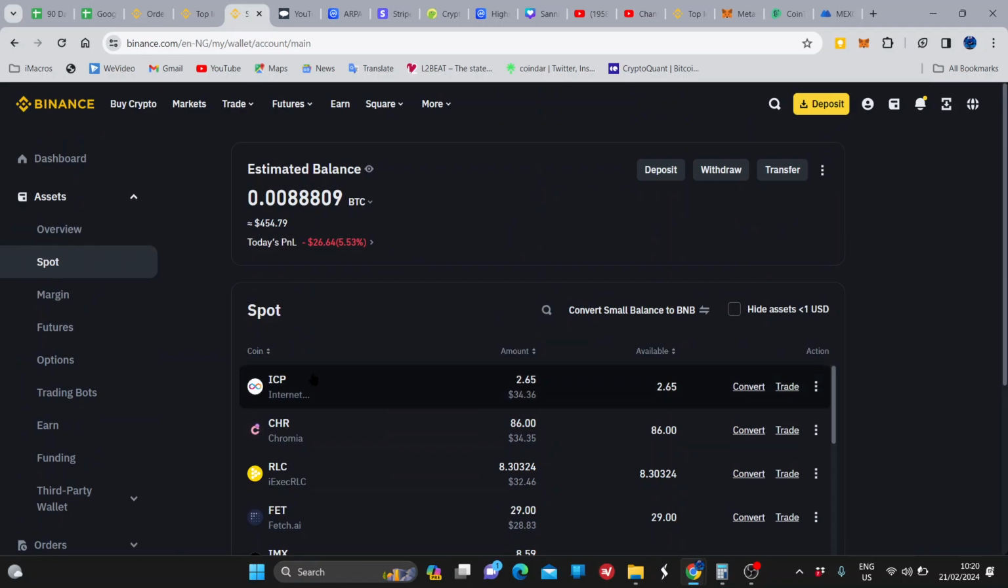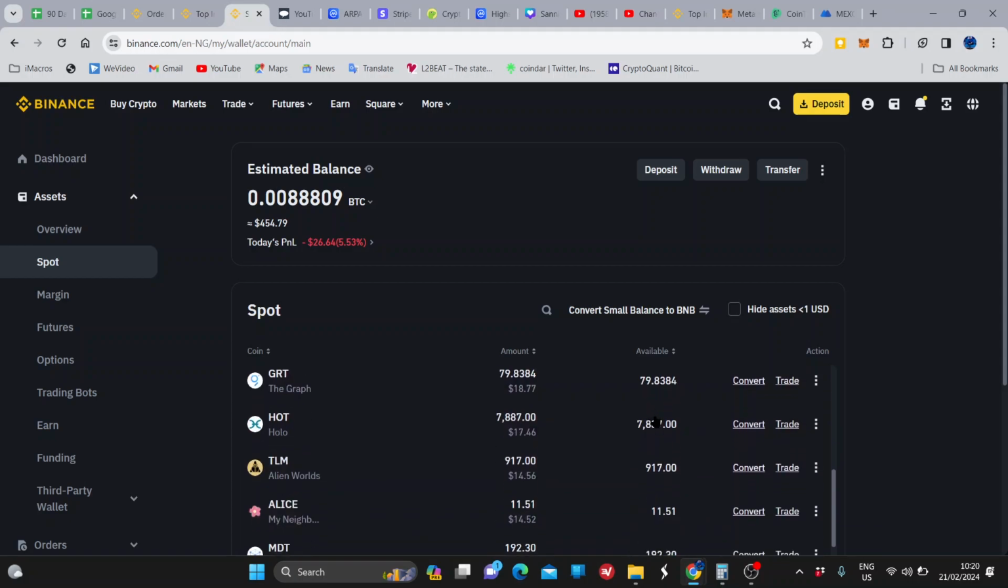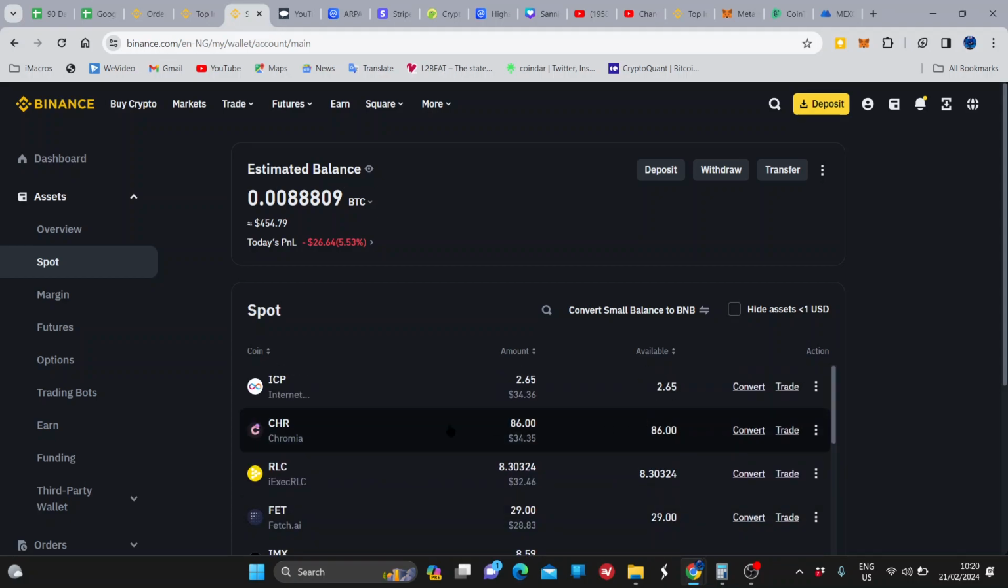And we have the ones that have performed very well. They've more than doubled, more than 2x, like ICP, CHR, RLC. Our goal is just to keep buying those coins, and after 90 days of buying, we sell. What this simply means is that after 90 days, you can decide to sell.